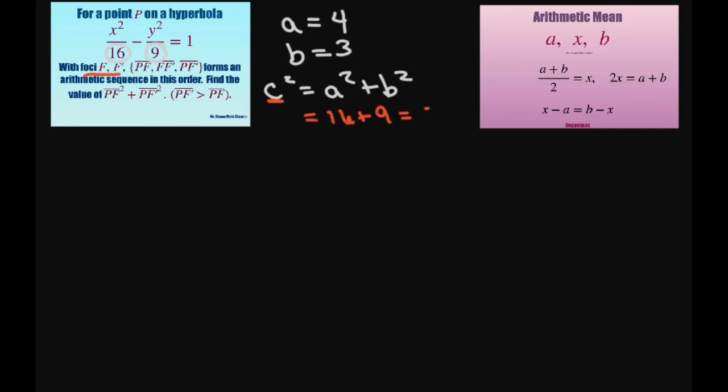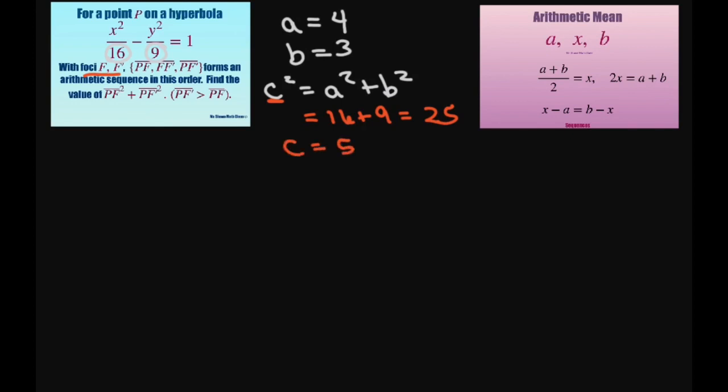All right. So basically what we need to do is look and see what we have. Under the x squared is 16, so take the square root of 16 and you get 4. So that's your A. Your B is the square root of 9, which is 3. And so C squared equals A squared plus B squared. Basically what we're trying to do is get the foci, and that's from your C. So this is going to be equal to 16 plus 9, which equals 25. So our C is 5.